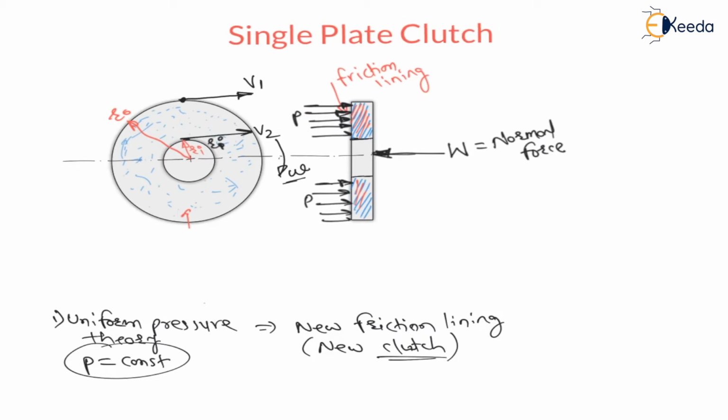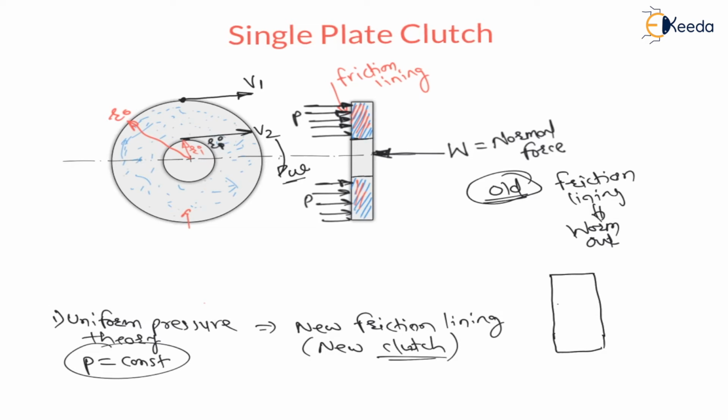But as the clutch becomes old, this friction lining will wear out. And if I see how they are going to wear out, let us say in large view, this is a clutch plate. During the initial condition, the wear rate is directly proportional to P into R, that is the product of pressure and radius.